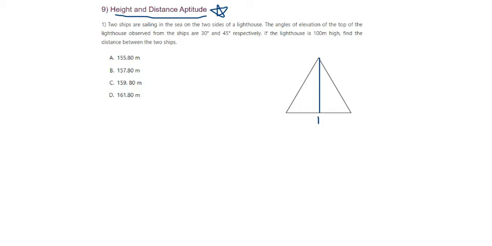So two ships are sailing on the sides of a lighthouse. Let's assume this is the side of the triangle, and this lighthouse I will keep as 100 meters high, which is A, and this is B. The ships sailing on either side of the lighthouse are C and D. So this is 100 meters. The angles of elevation of the top of the lighthouse observed are 30 and 45. So let's assume this is 30.